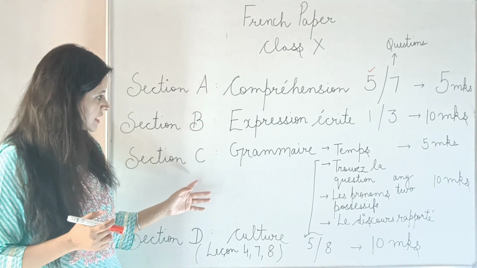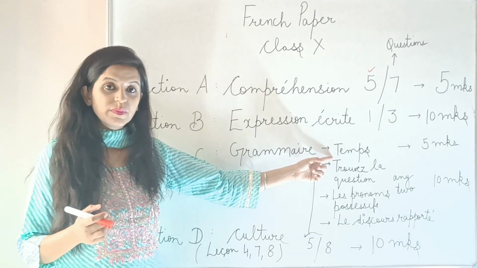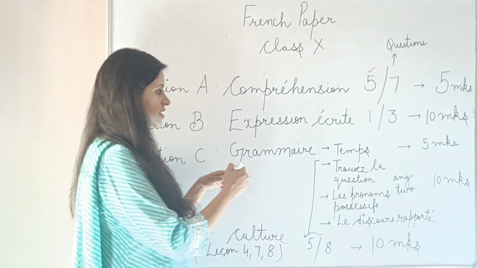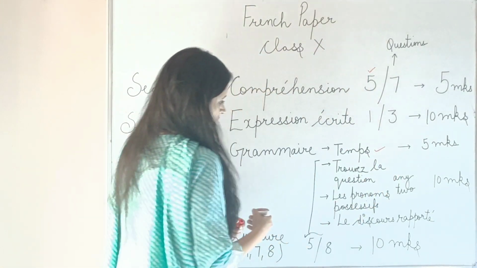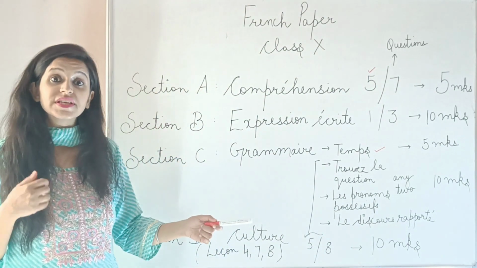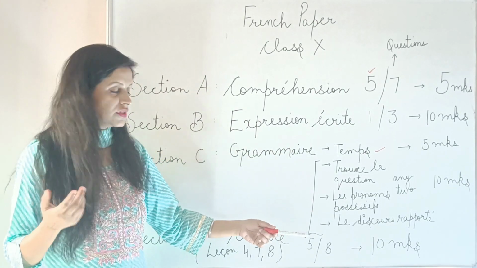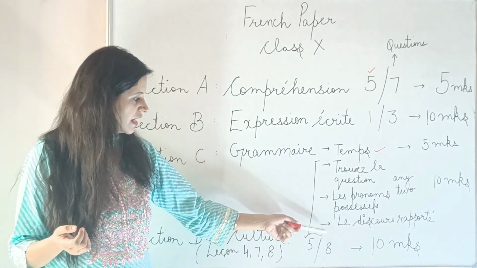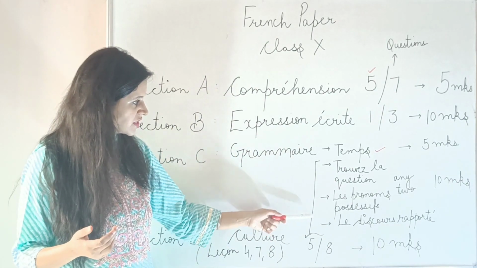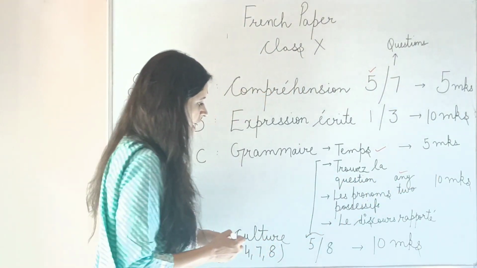Moving ahead to section C, it will be a grammar section. In the grammar section, the first question will be a tenses question, which is a compulsory question. You need to attempt the tenses question, which will be of 5 marks. Then we have the rest of the 3 topics. Trouver la question, which is interrogation, how to make questions. Les pronoms possessifs, your mien, tien topic. Then discours rapporté, your direct indirect speech. So out of the 3 topics, you need to do any 2. And again, it will be of 10 marks.